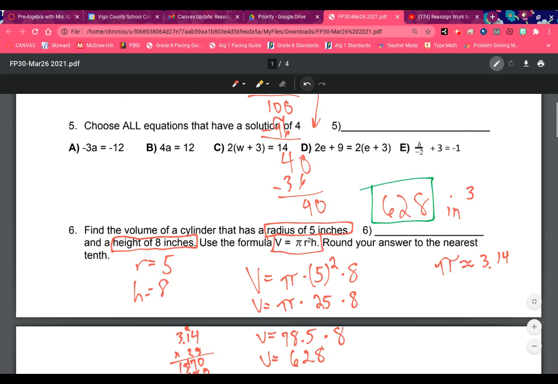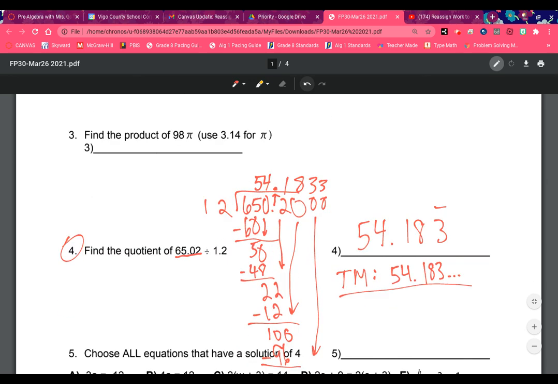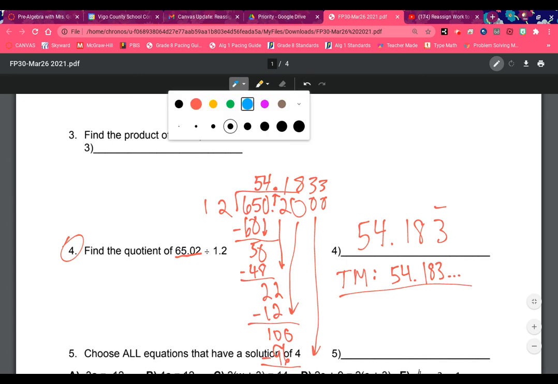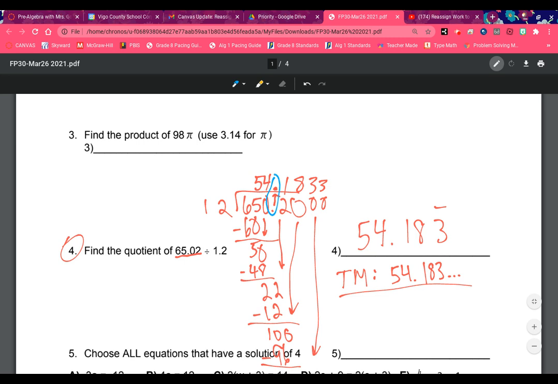Obviously, you guys can go back in the video, but I'll just look through my work real quick. So number 4, again, our main points were switching the 1.2 to a 12, and then we would have to do the same with the 65. We have to change it to 650, and then we just divide like normal. Again, remember, make sure to keep your decimal place in line right here. That's important. So then we get a repeating number. So again, this is how it wants it on TeacherMade. 54.183 and then repeating.